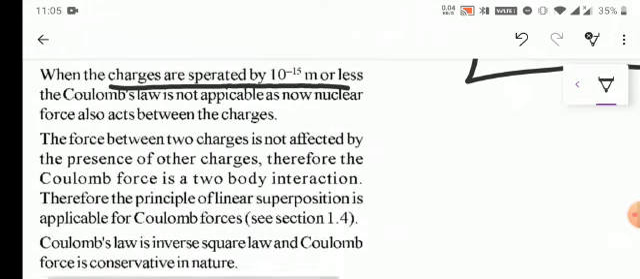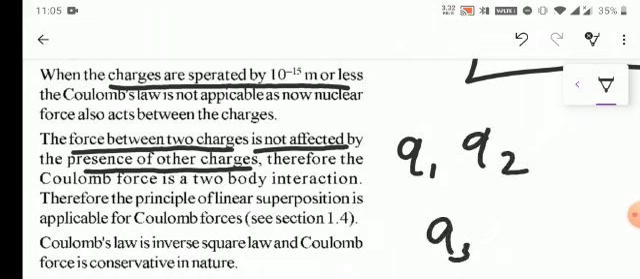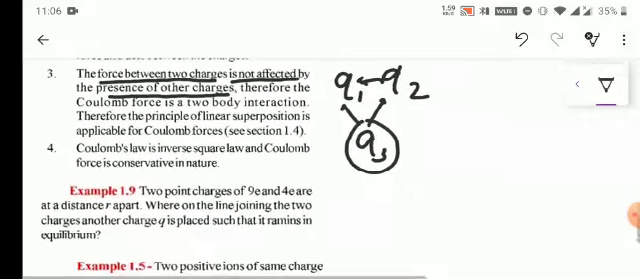The third and final condition is that the force between two charges is not affected by the presence of other charges. Like here are two charges, and if there is another charge q3, it does not affect the force between these two charges. Okay, is it clear? So these are some important facts about Coulomb's law.